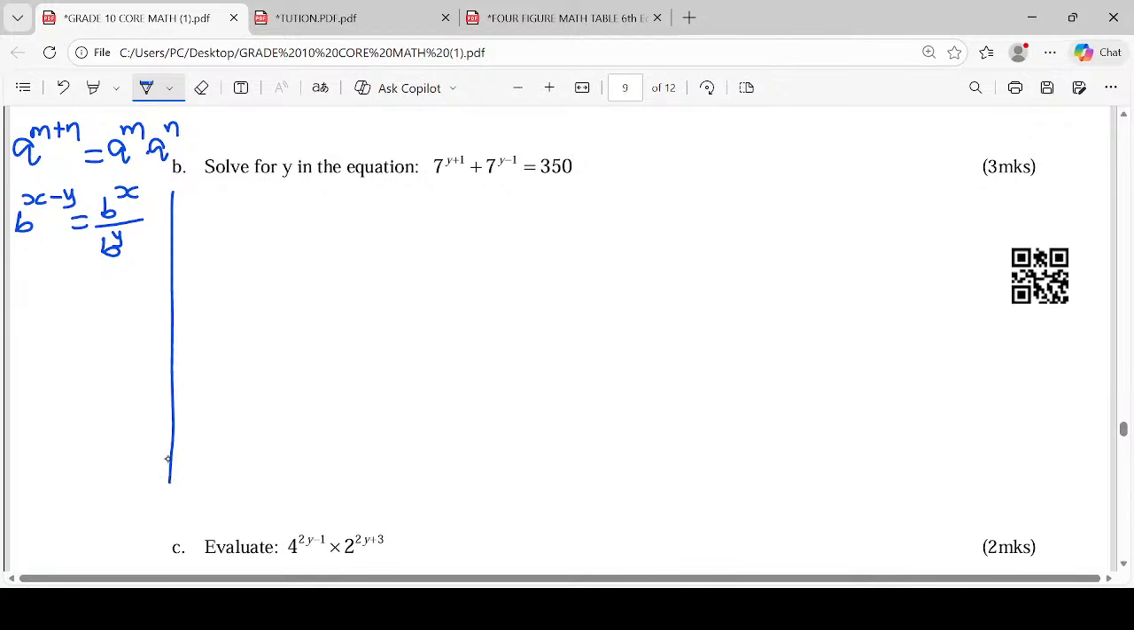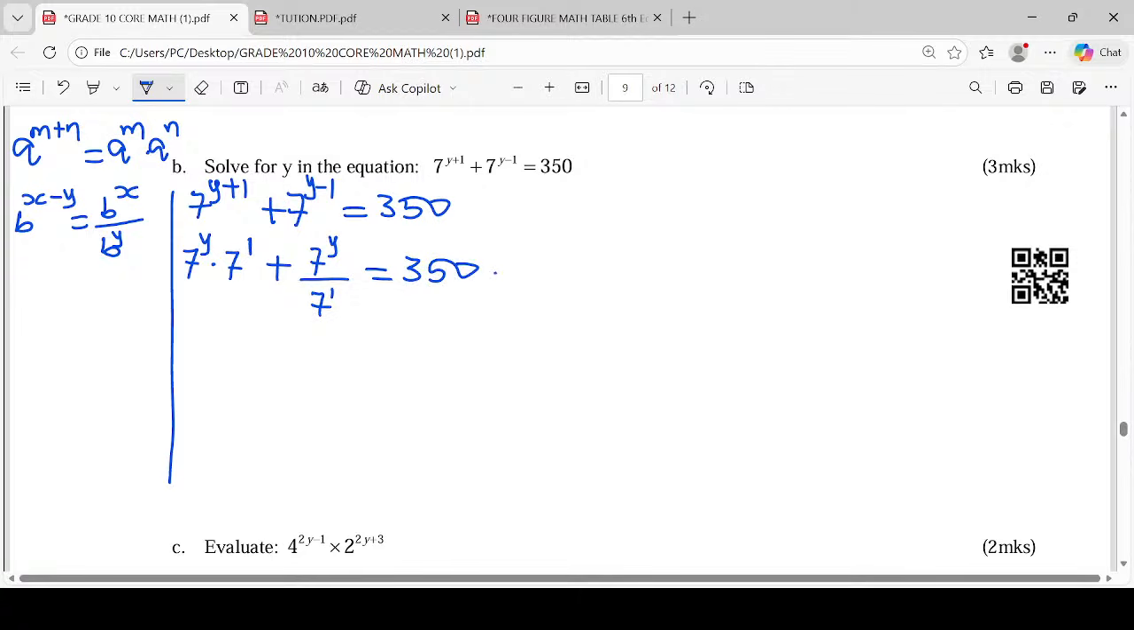So applying the first law, when you have 7 power y plus 1 plus 7 power y minus 1 being equal to 350, we start with the first law on this one. This will be like saying 7 power y being multiplied by 7 power 1, then plus 7 power y all over 7 power 1. This should be equal to 350.